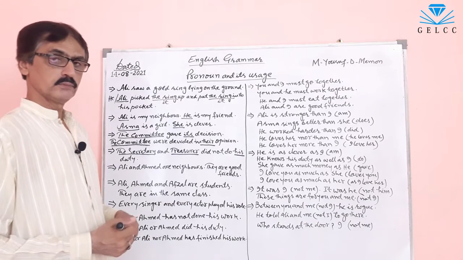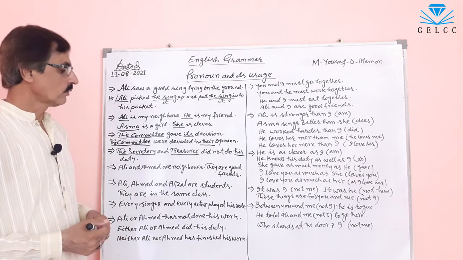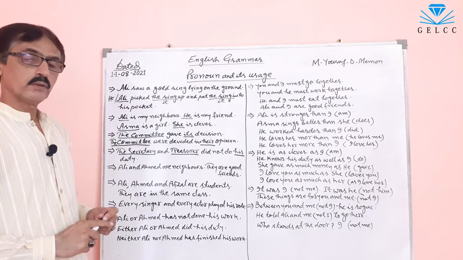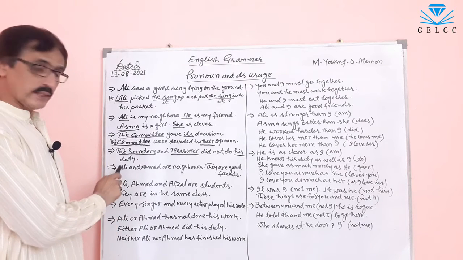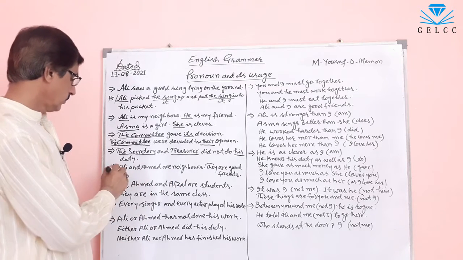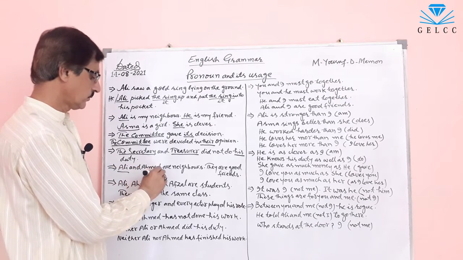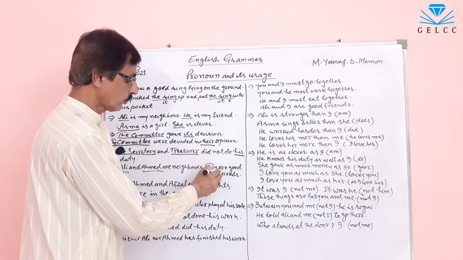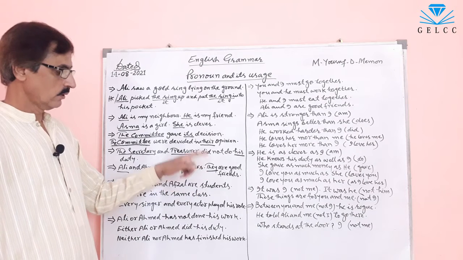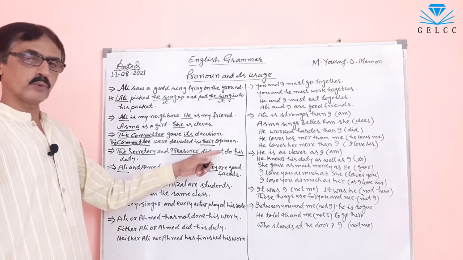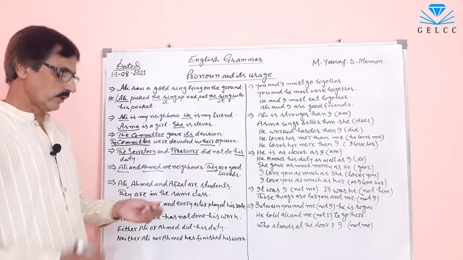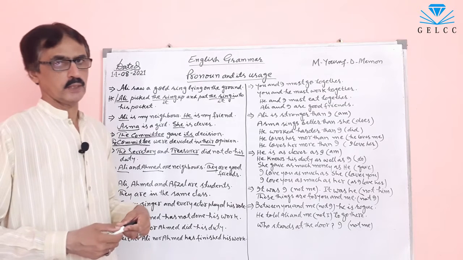Now, third point. When two or more nouns are joined by and, we will use a plural pronoun. Look at this. Ali and Ahmed are neighbors. There are two nouns, Ali and Ahmed. They are good friends. We have used the plural pronoun they, not a singular. In the above sentence, we used a singular because the person is the same. But here persons are different. So we will use a plural pronoun, not singular.